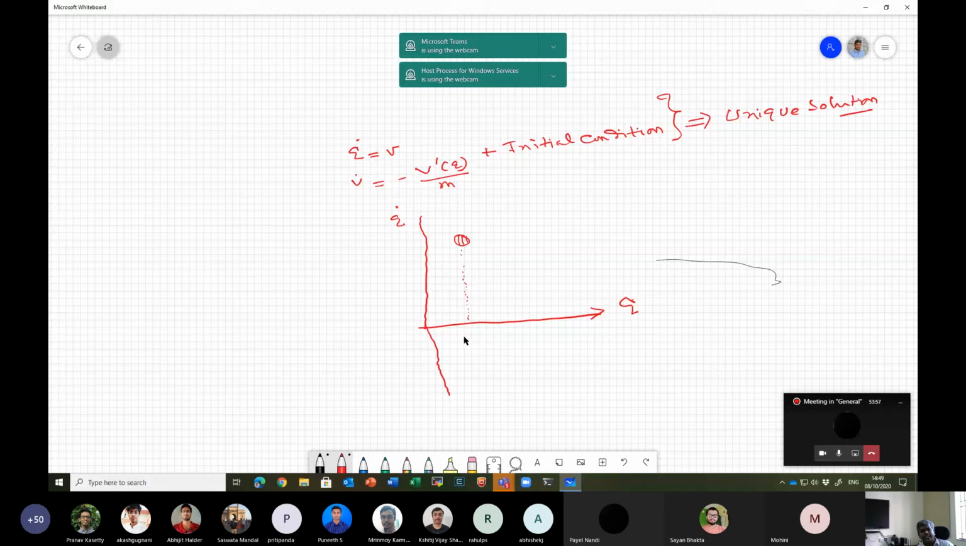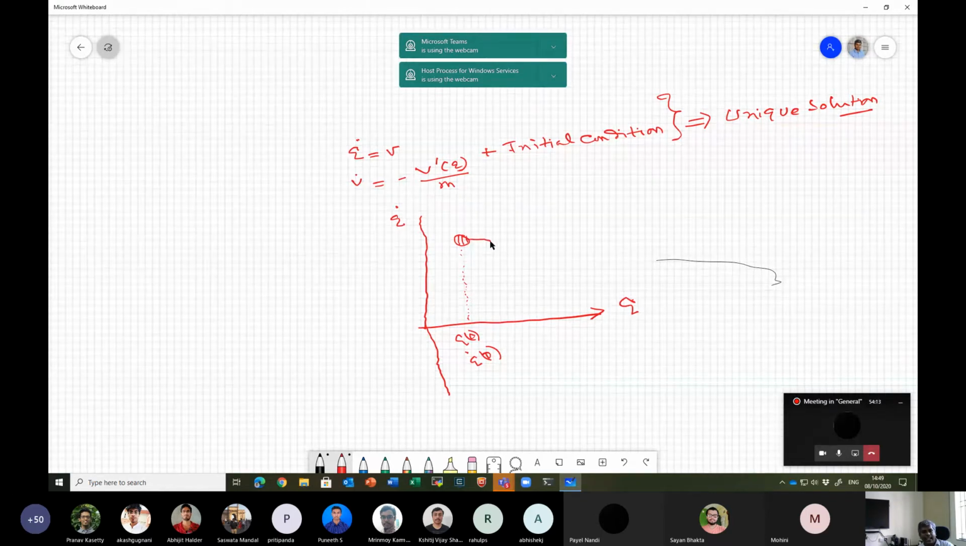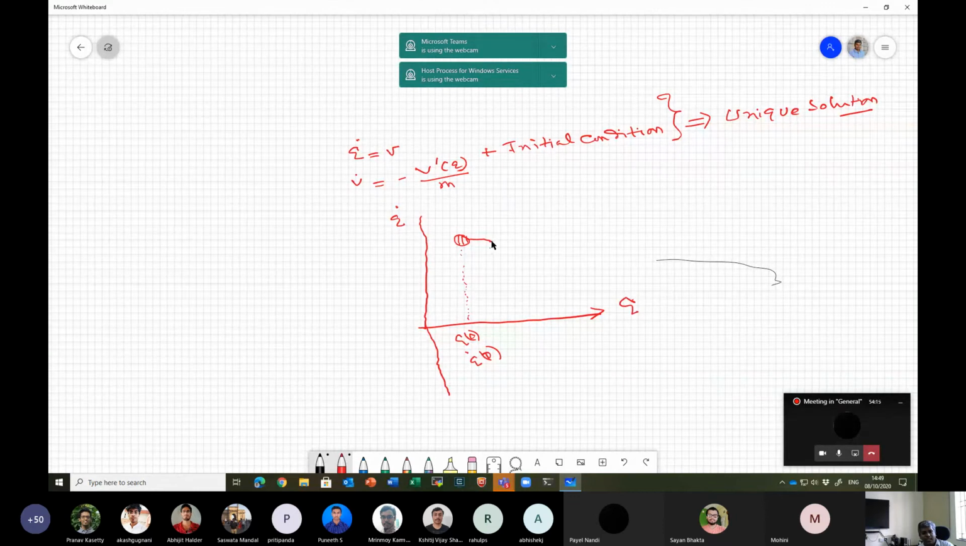So it has this initial Q of 0 and Q dot is 0. So I know this initial position and the initial velocity. And if I have this initial condition, and if I solve this equation, I can get the next time step, how the particle will move in this phase space. Say this particle is moving like this, according to the conditions, it is moving like that.